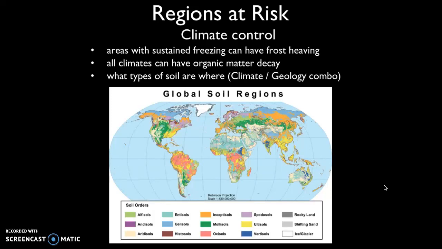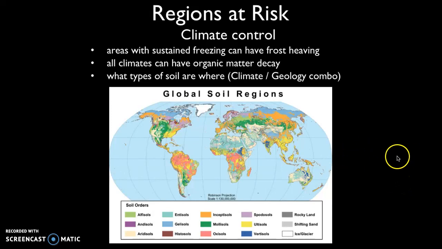What types of soil are where? So that has got to do with both climate and geology. It depends what kind of soil you have, and overall what kind of climate you're going to have. Temperature and moisture controls are going to be the main controls there. That is going to very highly depend on the weathering rates, the overall transportation, erosion, deposition factors for your sediments, and overall what kind of soils you actually have, what kind of parent material you have. So all of those are going to be incredibly important.